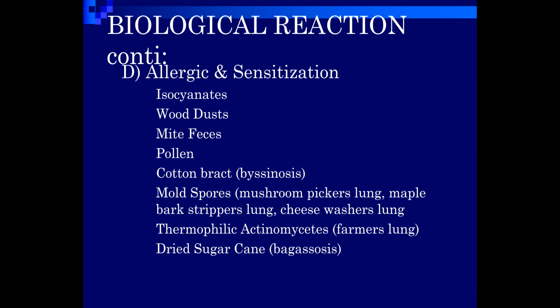You can have allergic or sensitization reactions. Some are man-made chemicals like isocyanates that can cause allergic reactions. Others are naturally occurring materials like wood dust, mite feces, pollen. Anybody that has seasonal allergies, of course, is familiar with pollen. And then some that we've identified long enough ago that we've actually given them their own names. Cotton bract, which is the covering or coating in cotton, causes byssinosis, and exposure to dried sugarcane dust can cause what's called bagassosis.